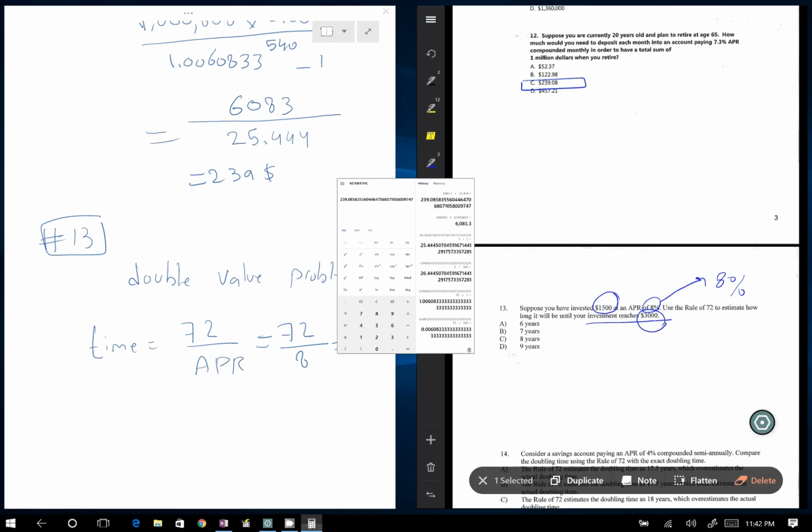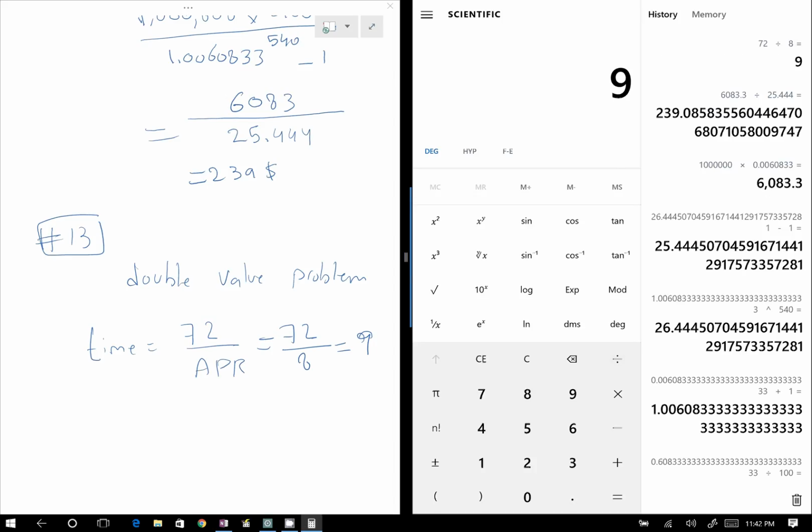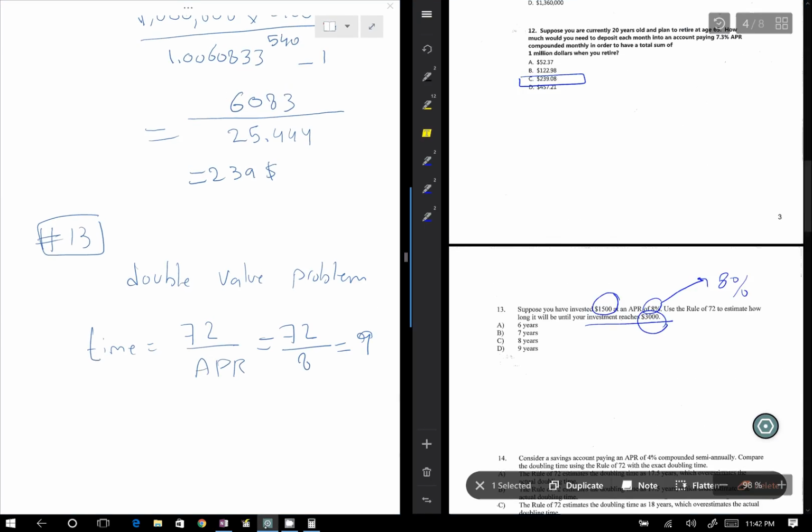Let me check, because I don't trust myself before midnight. 72 divided by 8 is 9. Okay. 9 years. Moving on.